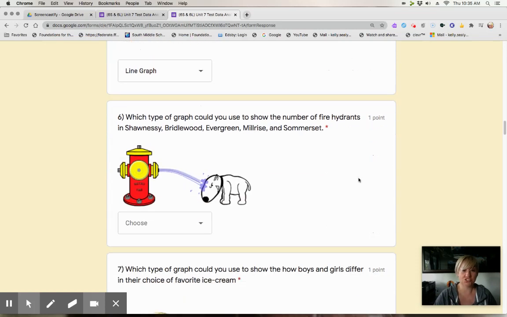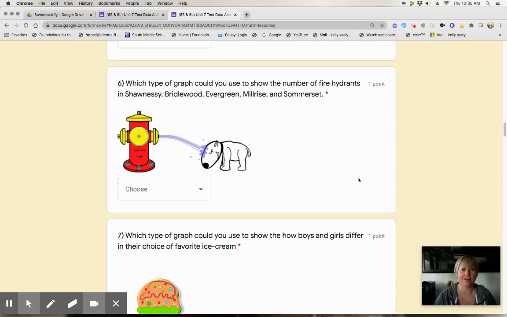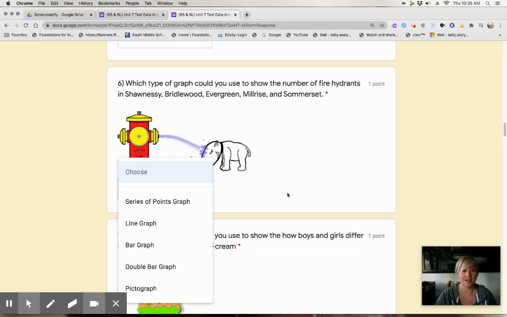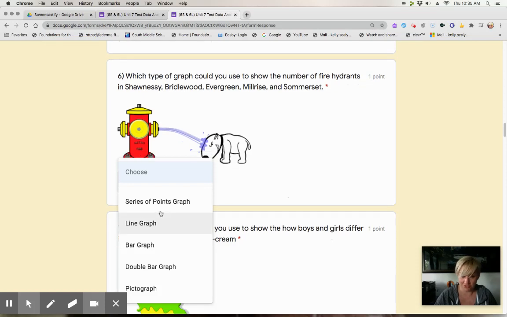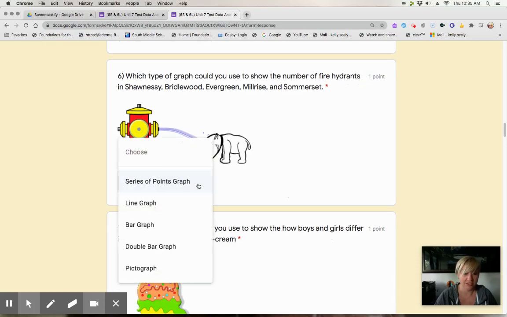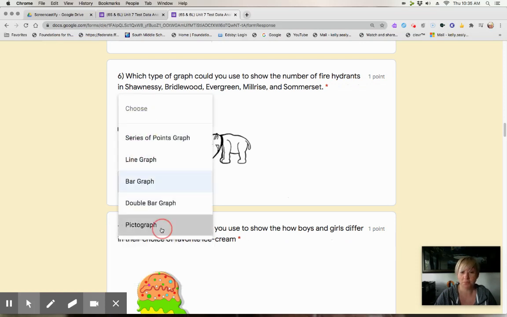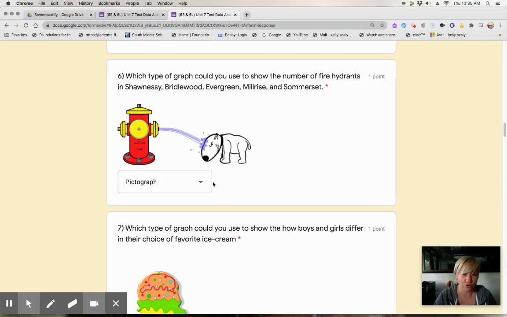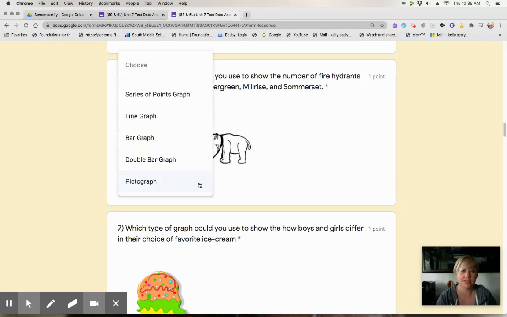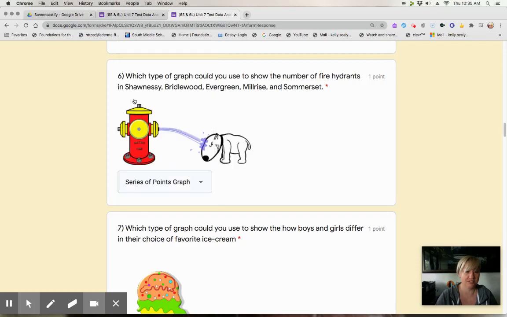Question number 6, which type of graph could you use to show the number of fire hydrants in Shaughnessy, Bridlewood, Evergreen, Millrise, and Somerset? This is not continuous data. This is discrete data. So there can be a couple different answers. You could choose series of points. You could choose bar graph, or you could choose pictograph. All 3 of those types of graphs show one set of discrete data. So I'll just pick the first option that is correct, series of points, but there were other correct answers for that.